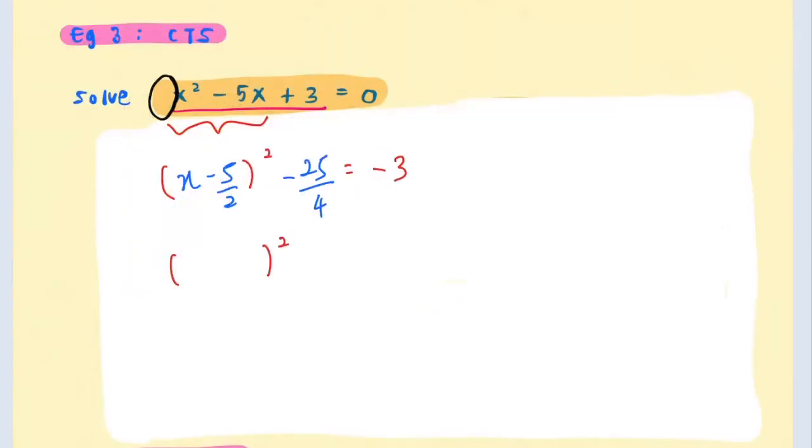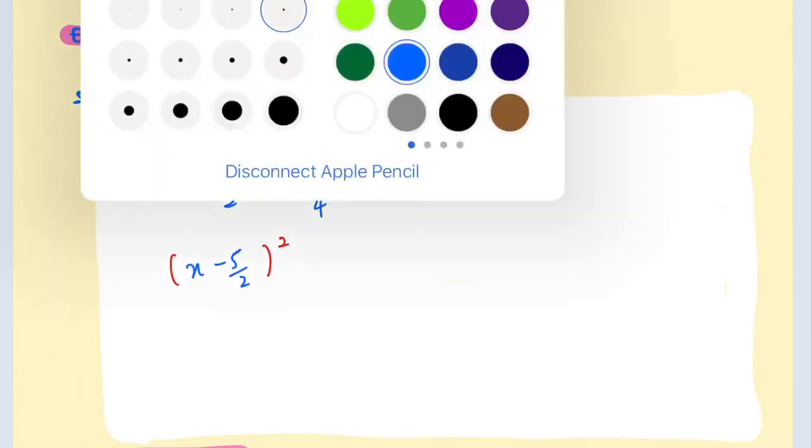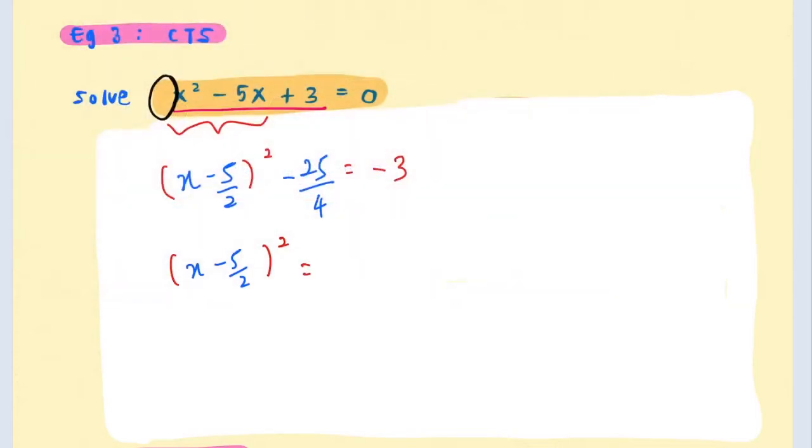So now let's rewrite back our completed square, x minus 5 over 2 squared. Then what will happen with this constant, put it on the right hand side and solve it. Okay, so now you'll get it is 13 over 4.